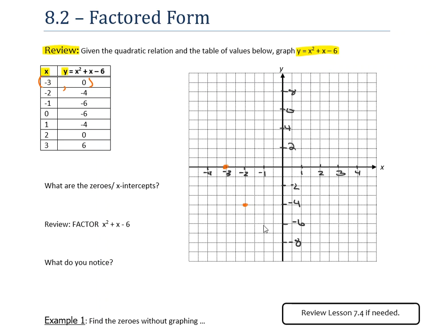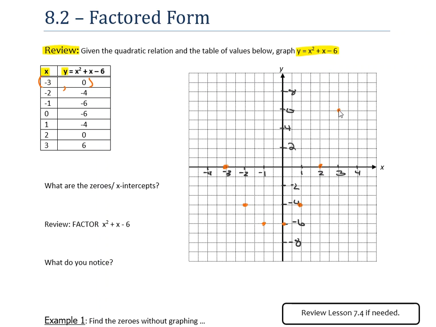-1 and -6. 0 and -6. So those two are right beside each other, these 2 points here. 1 and -4. 2 and 0. And 3 and 6.